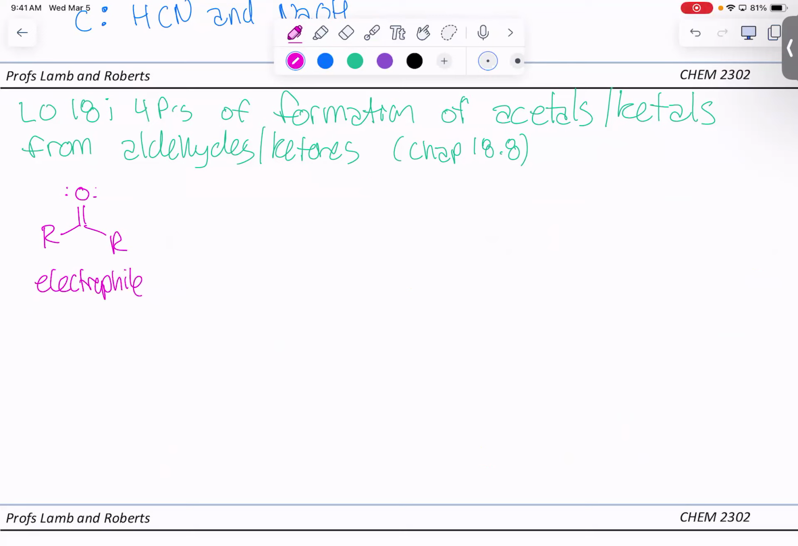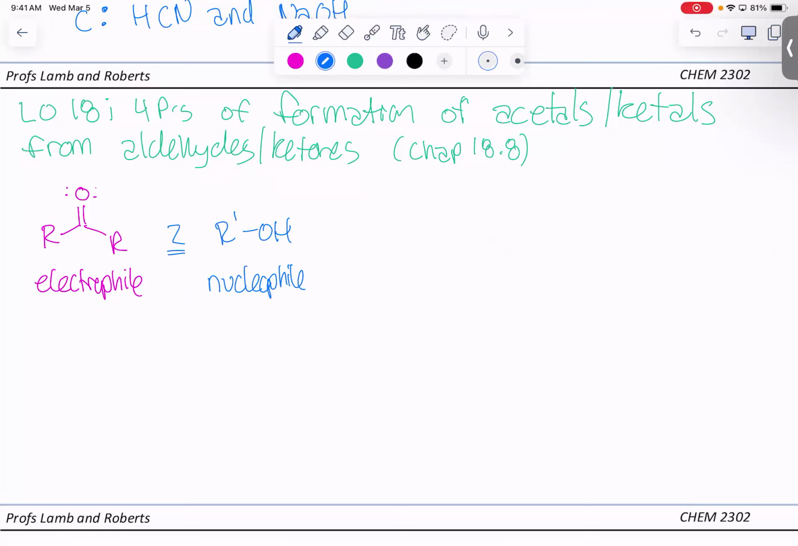Right, we're running this under acidic conditions first. So we need an acid catalyst, meaning our electrophile is going to be a stronger electrophile. We're going to use 2 equivalents of an alcohol as our nucleophile. Right? So now we can start thinking about KEQ.